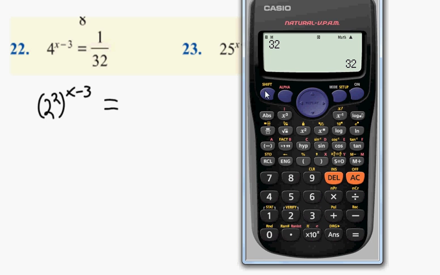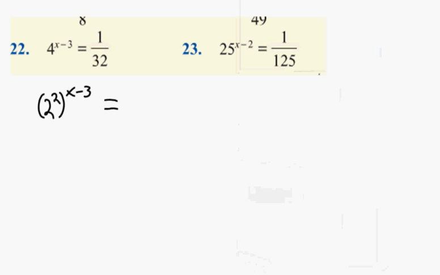Shift fact 32 is 2 to the power of 5. What rule do I use on the first one? Do I add or multiply? You multiply. 2 to the power of 2x minus... What do I use for 1 over 2 to the power of 5, Patrick? 2 to the power of negative 5.